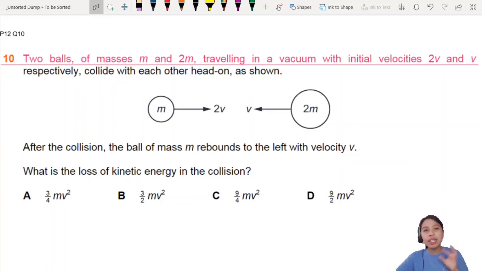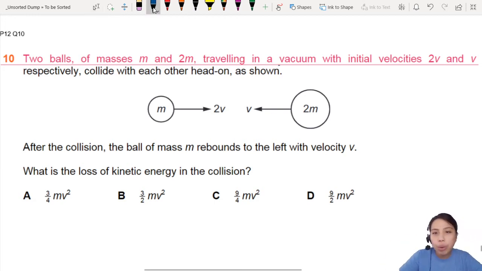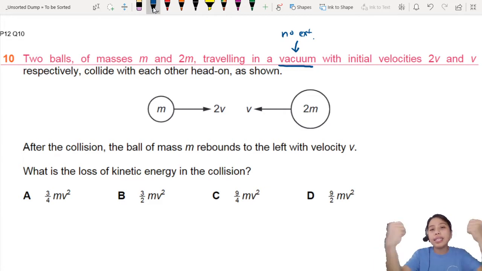When you encounter a dynamics question like this, list down all your information. Two balls traveling in a vacuum. What does a vacuum mean? No external forces, no friction, no air resistance. Don't need to worry about that. With initial velocity, 2v and v, collide head on.